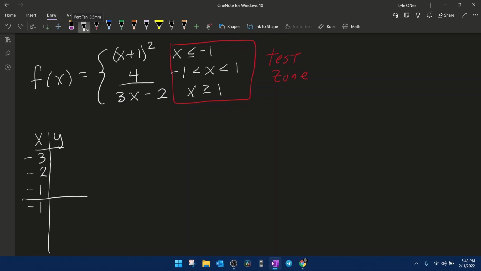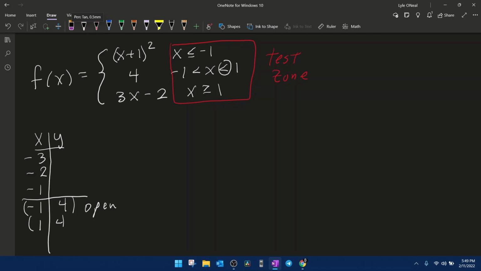The middle piece is a constant function, so no matter what x is between -1 and 1, the y value will be 4. So we know if x is -1, we're going to get 4. Since this is strictly less than, this point is going to be an open circle because -1 doesn't technically belong there, but it is going to tell us where the graph gets close to as it approaches -1 from the right. We also need to use the other transition point, +1.